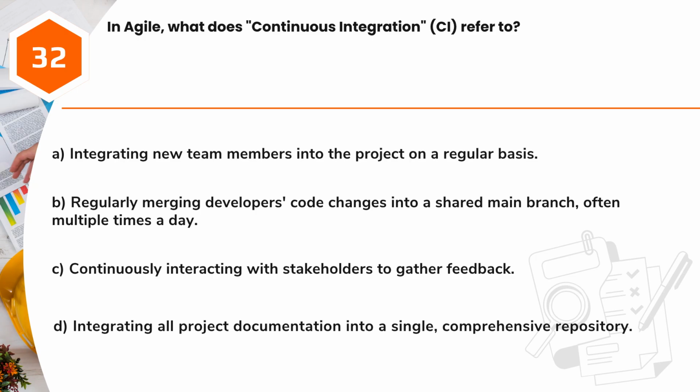Question 32. In Agile, what does continuous integration, CI, refer to? A. Integrating new team members into the project on a regular basis. B. Regularly merging developers' code changes into a shared main branch, often multiple times a day. C. Continuously interacting with stakeholders to gather feedback. D. Integrating all project documentation into a single, comprehensive repository.